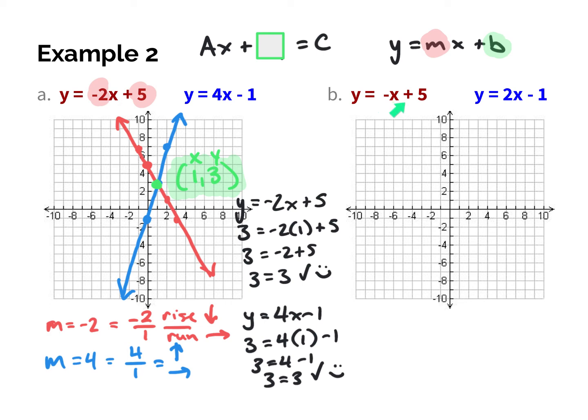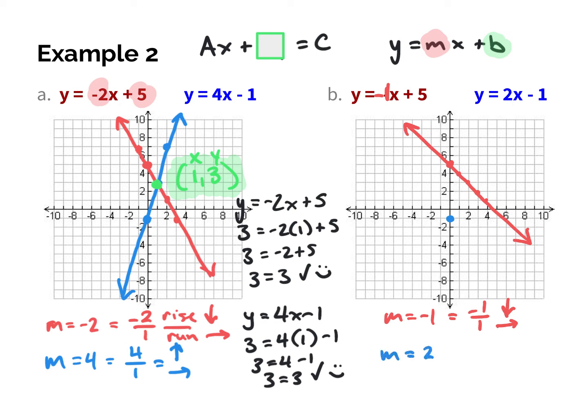I get the same thing written in slope-intercept form. I have negative x plus 5. Notice that in front of this negative x, if you guys remember, would technically be a negative 1. So I'm going to start at plus 5. My slope of negative 1 means negative 1 over 1, which means down 1 and over 1. So if I just plot a couple points here, I can draw my line that looks like this. Nice. Next one, I have 2x minus 1, so I would start here at minus 1.